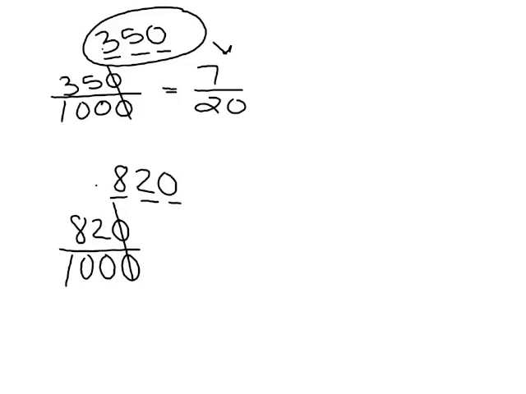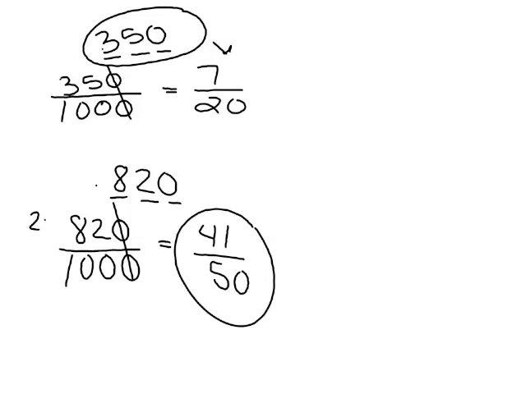82 and 100, they're both even, so they're both divisible by 2. They may be divisible by a bigger number, but let's start with 2. 2 goes into 82 41 times. 2 goes into 100 50 times. So 41 over 50, can you think of any numbers those are both divisible by? Okay, so that would be as simple as it goes. If you grab your calculator, 41 divided by 50 is 0.82.